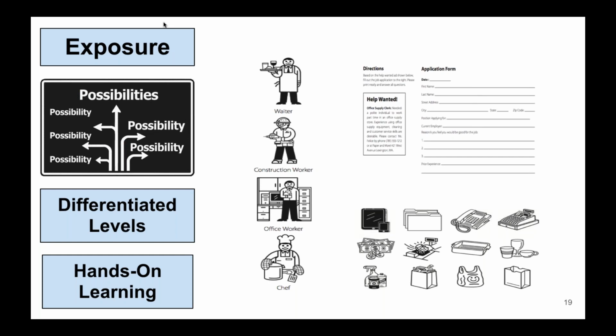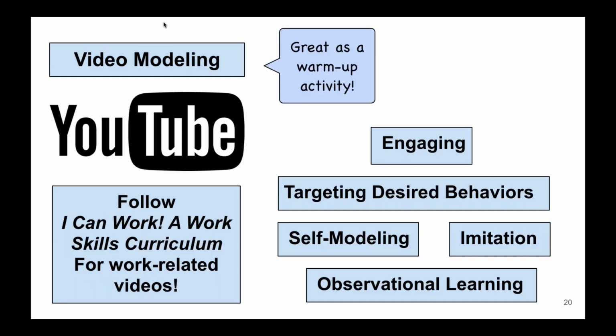The key ultimately really is exposure, giving individuals an opportunity to really try through hands-on learning and allowing there to be differentiation so that all individuals can access these opportunities to build their soft skills through a variety of ways. Some of the ways that I find really helpful are video modeling. I use video modeling with YouTube frequently, and I've even been trying to really build more of the I Can Work videos just to help give some visuals related to what we're working on.